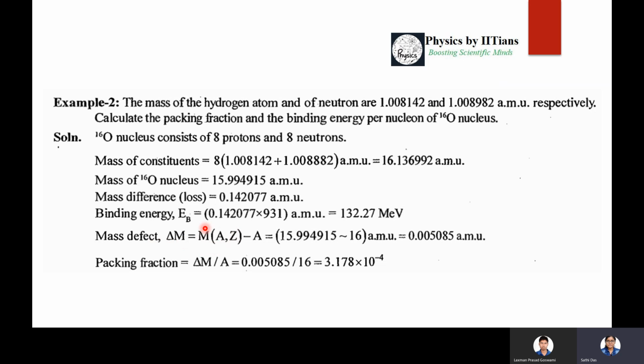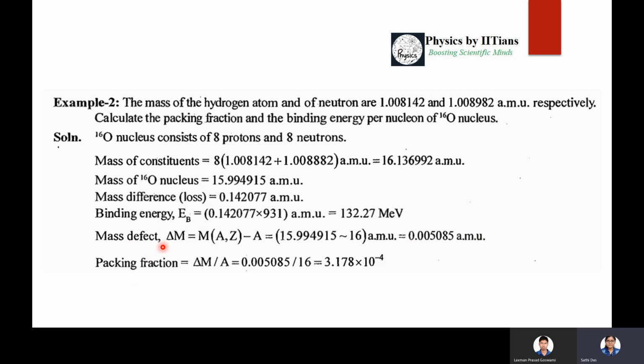Mass defect is the mass that is measured for the oxygen O16 nucleus, that is 15.994916, and the mass number, that is 16. So you take the difference and don't put the negative sign. You are just taking the difference and ignoring the negative sign here. So you will get 0.005085 AMU.